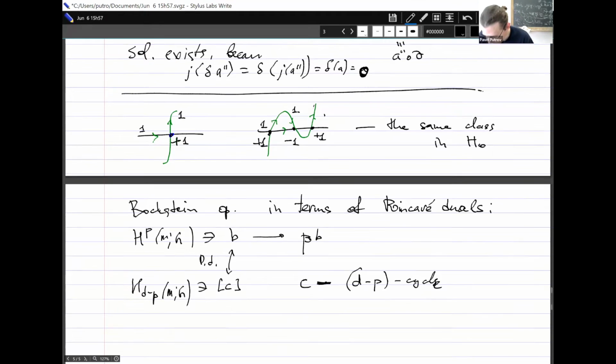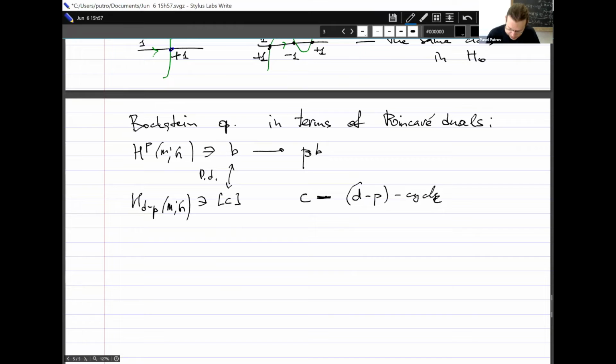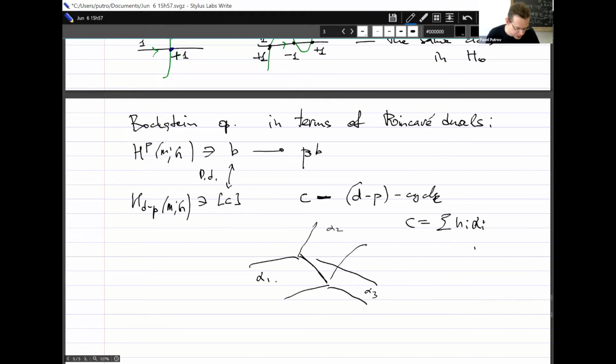And as we saw already multiple times, this can be understood formally as a linear combination of singular simplices. So it's a kind of network of simplices inside our manifold, and they're colored by elements of the group.